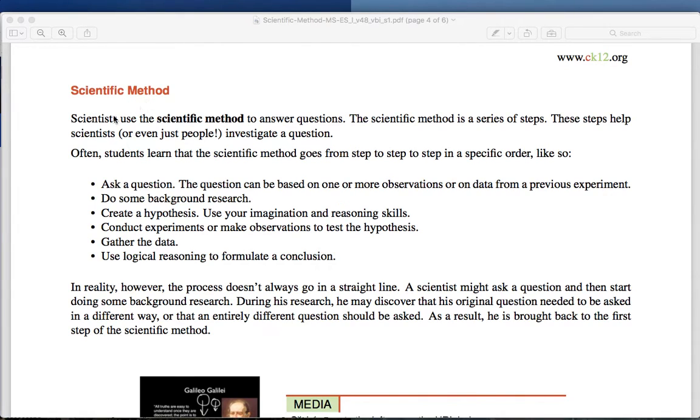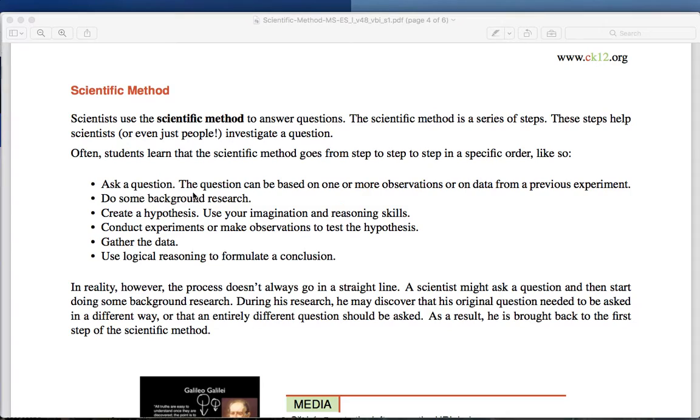Scientific method. Scientists use the scientific method to answer questions. The scientific method is a series of steps. These steps help scientists, or even just people, investigate a question. Often, students learn that the scientific method goes from step to step to step in a specific order, like so.